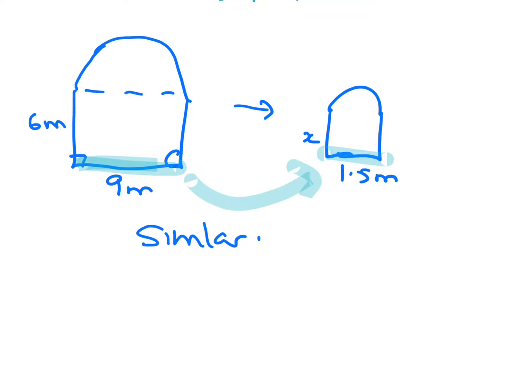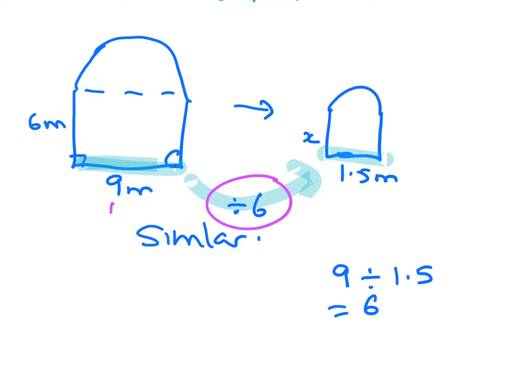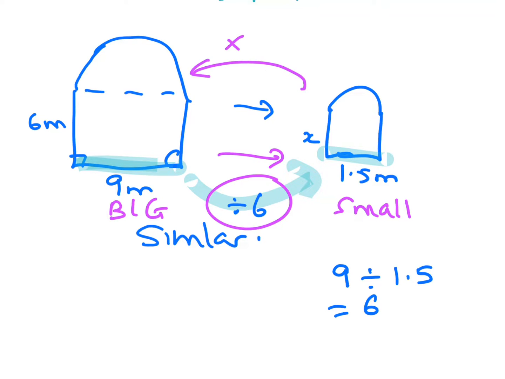So by what factor have we shrunk it? Okay. You can do this in a couple of ways. This isn't the scale factor, but if you did 9 divided by the 1.5, you'll get 6. So that means you've divided the 9 by 6 to get the 1.5. That's the factor that you divide by, because when you're going from big to small, you need to divide. That's going that way. But if you want to go back that way, then you would times. So if I want to go from 6 to x, I'm going from big to small. So that means I'd have to divide 6 by 6 and I'd end up with x equals 1 metre.